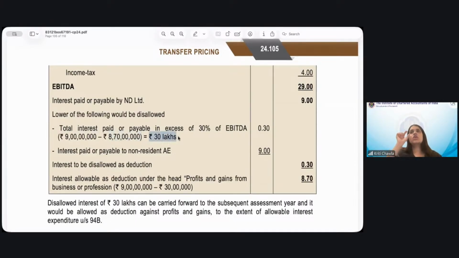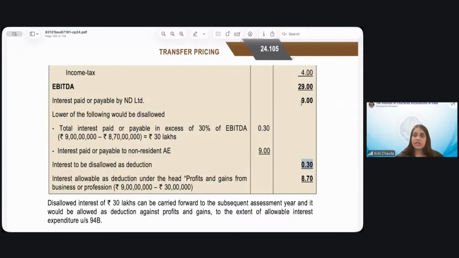So the law says, what is the excess interest that will be disallowed? Well, it will be this amount, total interest, this, or it will be interest paid or payable, whichever is lower. So it's going to be 0.30 or 9 crore, whichever is lower. So obviously it's going to be 0.30. So what they've actually done is that this particular amount, 0.30, will be disallowed.